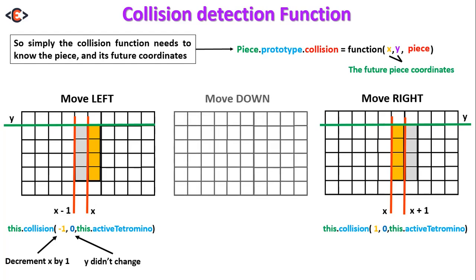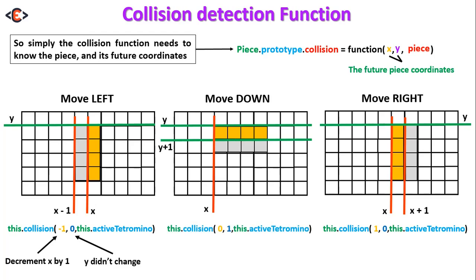Let's talk about the last one. We move down the piece. When we move down the piece, it should be in this position. Now it's the opposite. The x position won't change, it will stay the same. So x equals 0. And now for the y position, it will be incremented by 1. So y will be equal to 1. So this is the collision. The arguments are 0 for x and 1 for y, and the active tetromino.